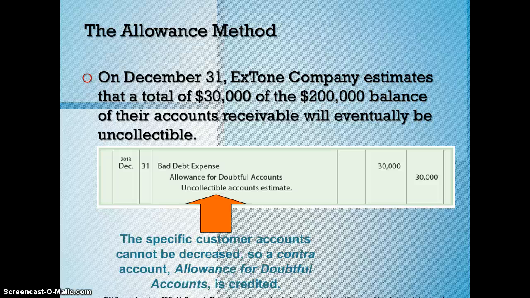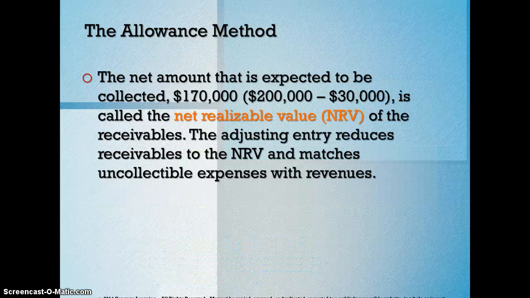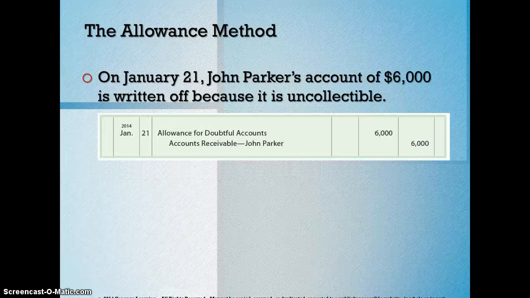This allowance for doubtful accounts is a contra account. It's a contra to the accounts receivable. So it has a credit balance, which means that we will subtract it. Okay, so the net amount that is expected to be collected, or the amount of cash that we actually expect to get, is $170,000. Our accounts receivable balance of $200,000 minus our allowance account of $30,000, and this is called the net realizable value. And this is what we'll actually show on our balance sheets as well, so that our shareholders can actually see the amount of money we expect to bring in.